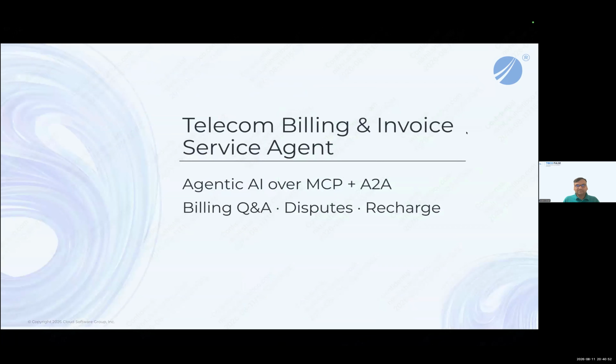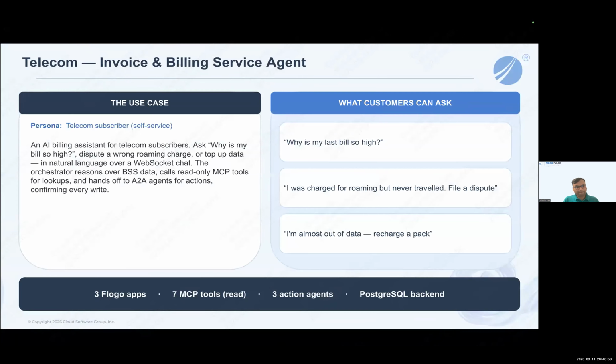So let's look at this use case, the telecom billing and invoice service agent use case. Assume the persona is a telecom subscriber, right? And I want to know why my last bill is so high, right? Or because of that, I figure out that I was charged a roaming charge, but I never traveled to that roaming country or destination, right? So I need to file a dispute for that. Or if I'm running out of data, I need to recharge a pack, right?